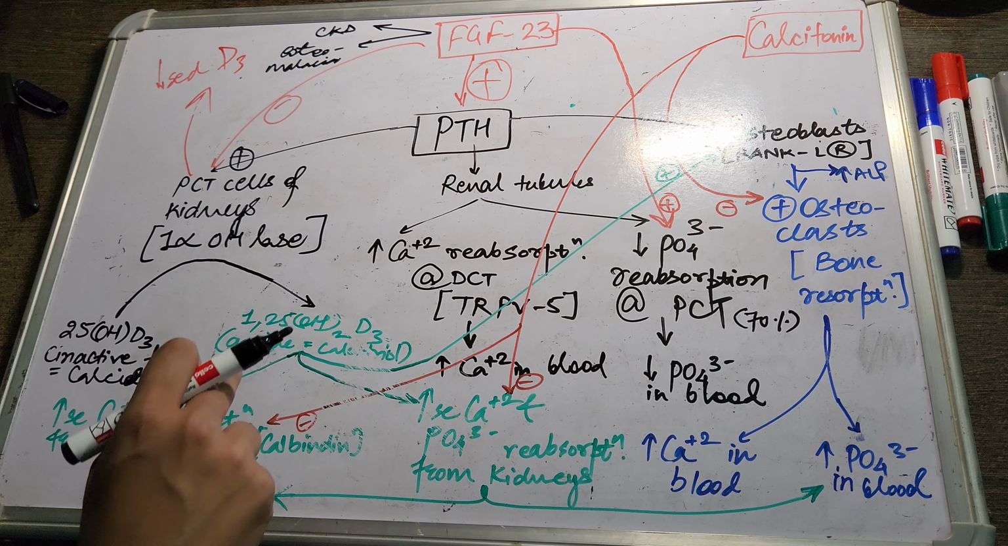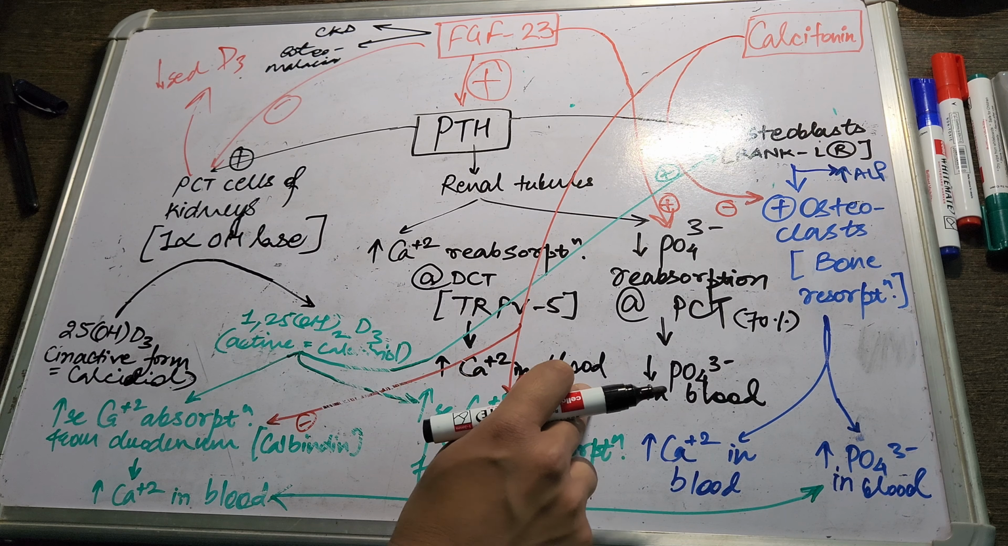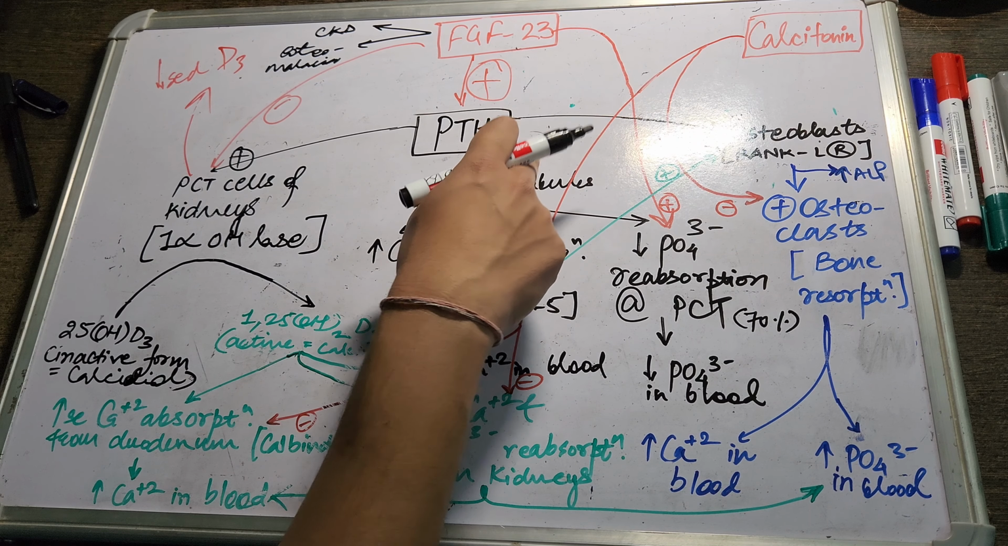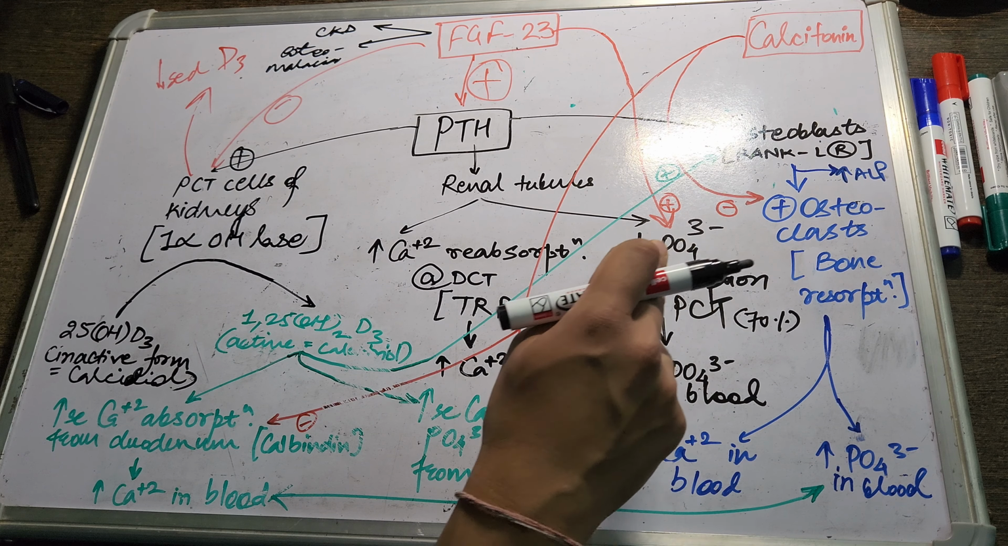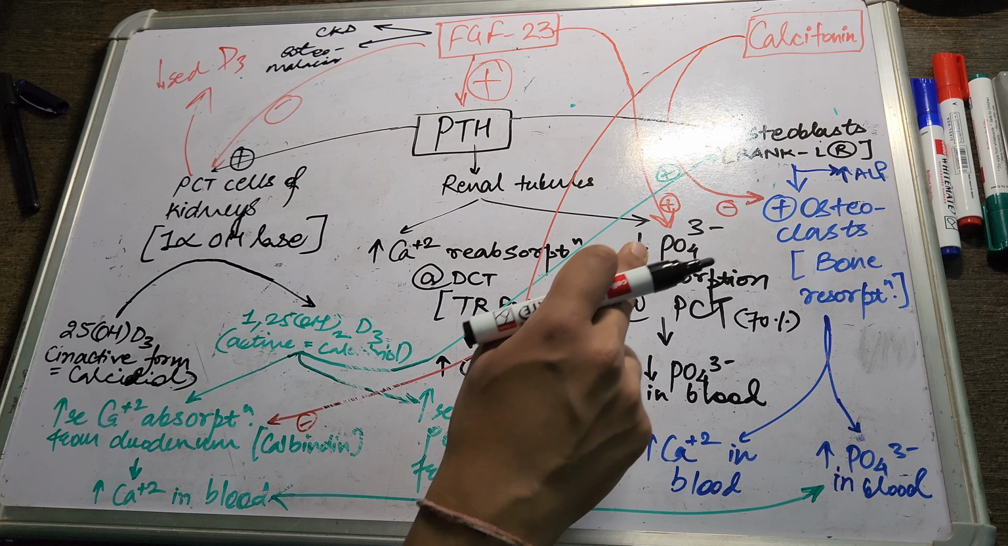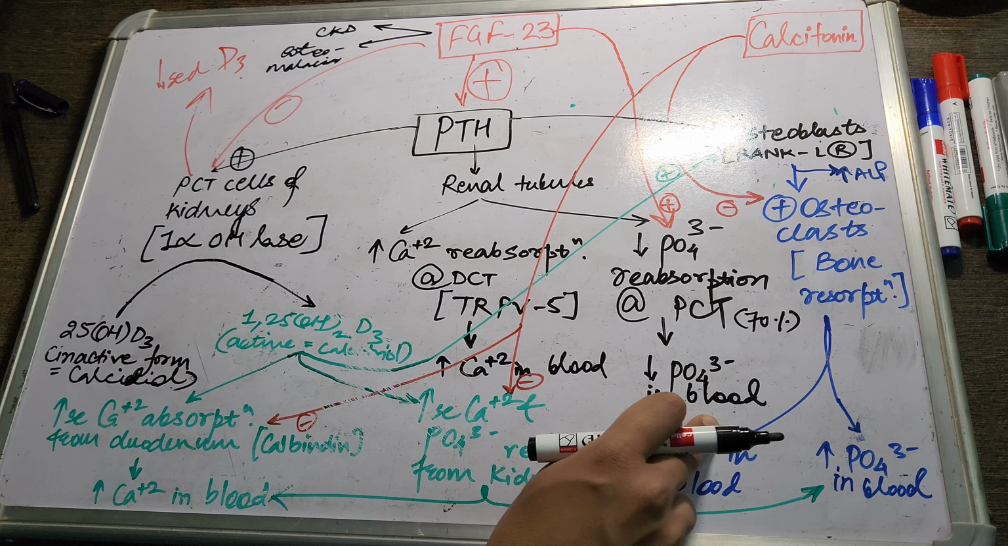The second action of parathyroid hormone is on the renal tubules. It increases calcium reabsorption at DCT, so calcium concentration is increased in blood, and since it is a phosphatonin, it will cause decrease in the reabsorption of phosphate from the kidney, so phosphate will get lost in the urine, and so phosphate concentration in blood will decrease.